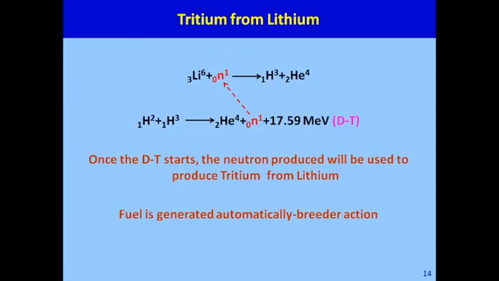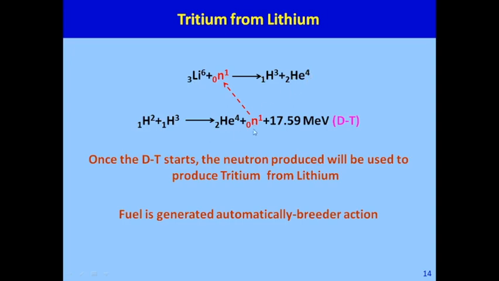Tritium is not readily available and has to be extracted, but there is another way of getting tritium, which is using lithium. This is the first relation we have already discussed, the DT reaction: 1H2 plus 1H3 giving 2He4 plus a neutron and 17.59 MeV of energy. That is the third equation we discussed, and here one neutron is produced. If that neutron strikes a lithium-6, it produces tritium along with an alpha particle, helium.